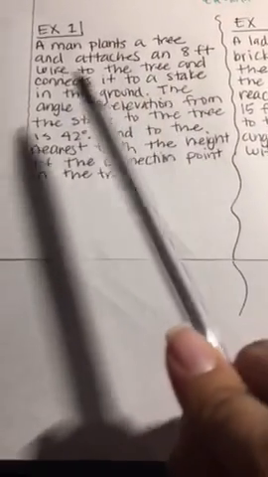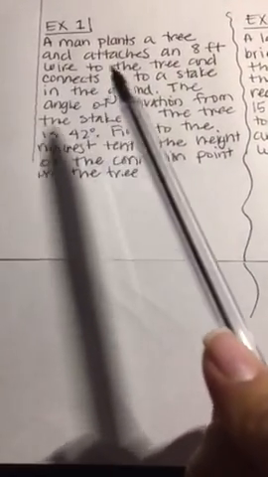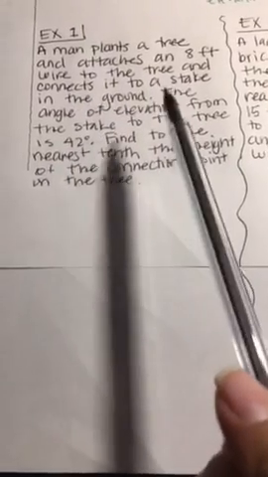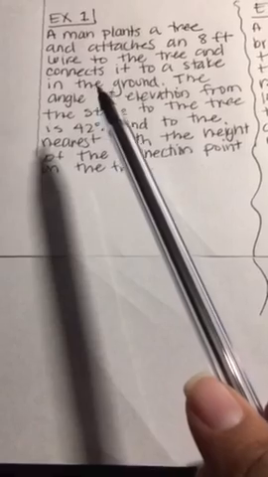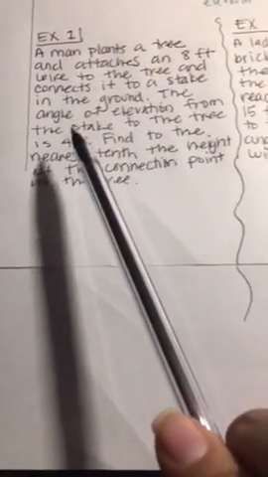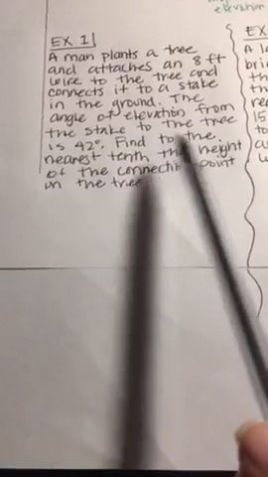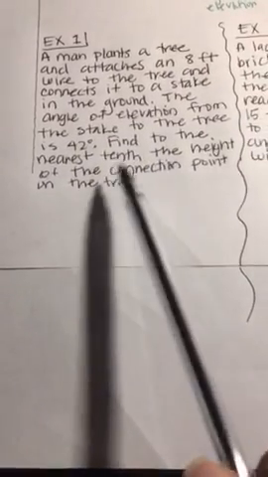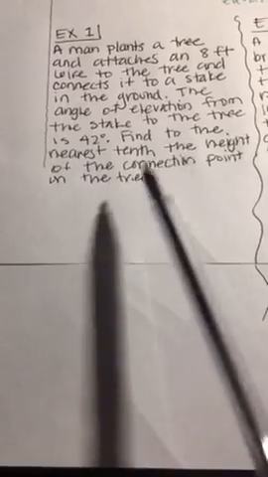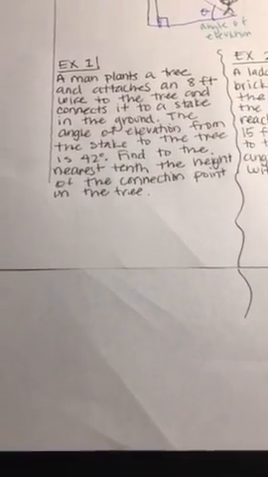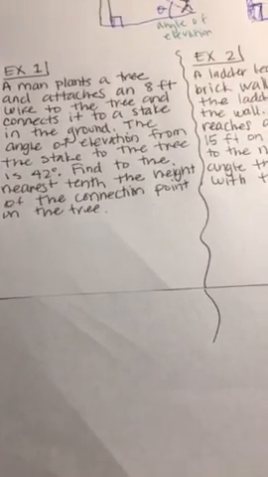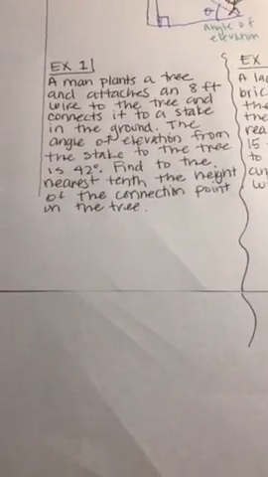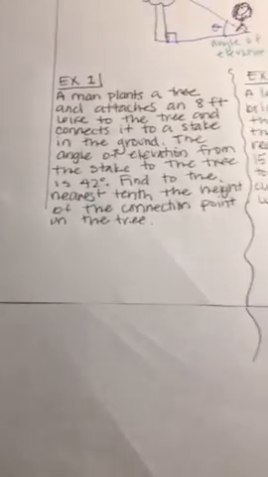A man plants a tree and attaches an 8-foot wire to the tree and connects it to a stake on the ground. It's very wordy, and so we're going to have to make sense of that. The angle of elevation from the stake to the tree is 40 degrees. Find to the nearest tenth the height of the connection point on the tree. So first things first, please remember those BUCK strategies that we went over. I'm just going to go ahead and underline the most important things on this problem.